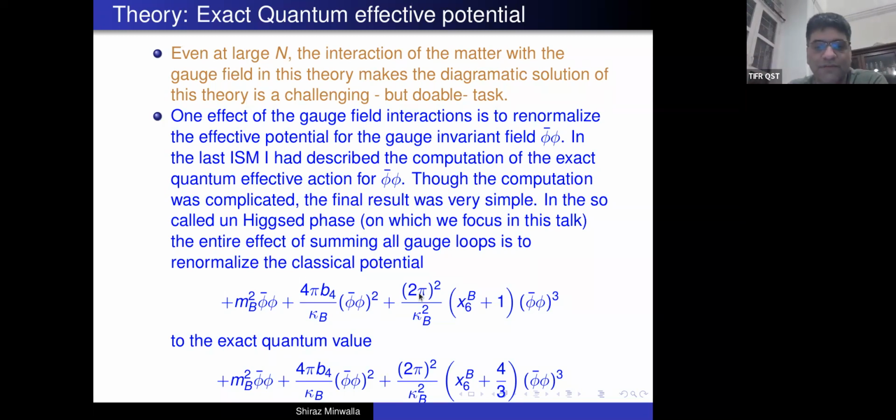at large n, all values of lambda, to be extremely simple. All it does is change the coefficient of the sextic term in the potential from x6 plus 1 to x6 plus 4 by 3. Okay, so this is one of the results I'm going to appeal to. It will make no qualitative difference, but just to get everything completely precise, what I'm going to do is just study the pure matter theory with its correct renormalized potential, namely x6 plus 1 replaced by x6 plus 4 by 3.